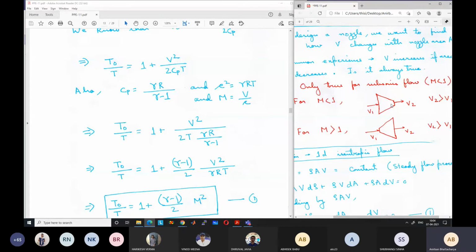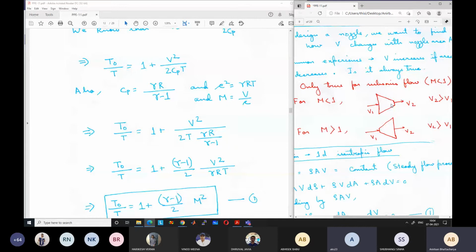What will happen to static temperature? Can anyone say? Static means the normal temperature. Will it increase or decrease? H1 plus V1 square by 2 equal to H2 plus V2 square by 2. And V2 is greater than V1, right? So we have established that H1 is greater than H2. Enthalpy is decreasing. So what will happen to T1 and T2? What is the relation? Whether T1 equal to T2, T1 less than T2, T1 greater than T2. Temperature would decrease, sir. Temperature will decrease.